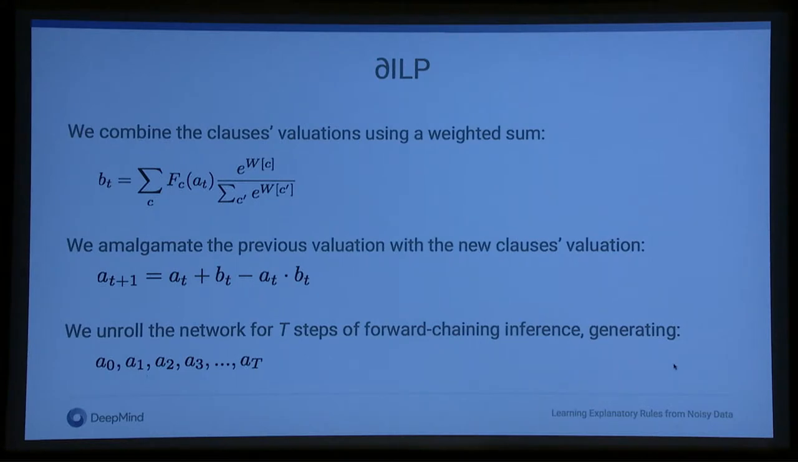So when we're looking at the consequences, we have a weight for each clause. W_C is the weight for this particular clause C, and we have our function from valuations to valuations. Then, in order to amalgamate the results of these different clauses, we take the softmax according to the weights. Then we amalgamate the previous valuation with the new valuation using probabilistic sum. We also need to do a number of steps of forward chaining inference, so we do T steps by unrolling our neural network T times.